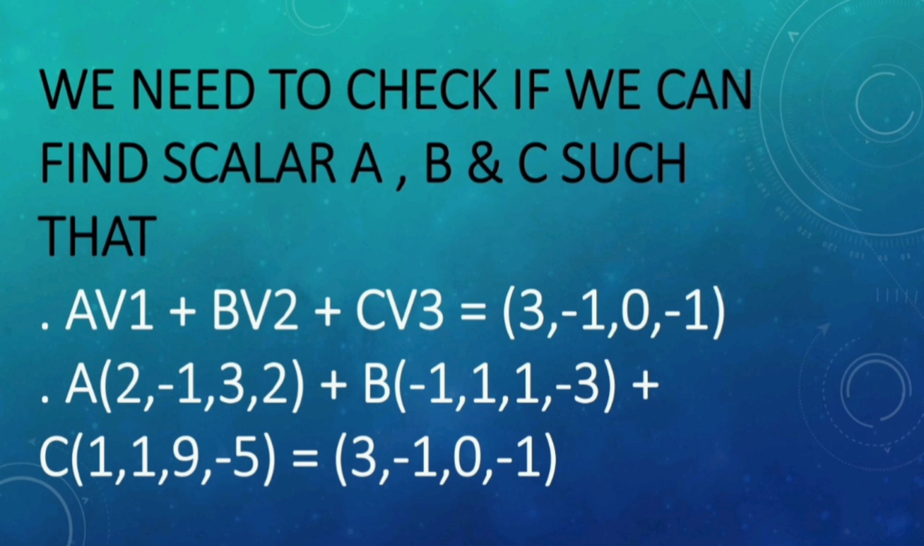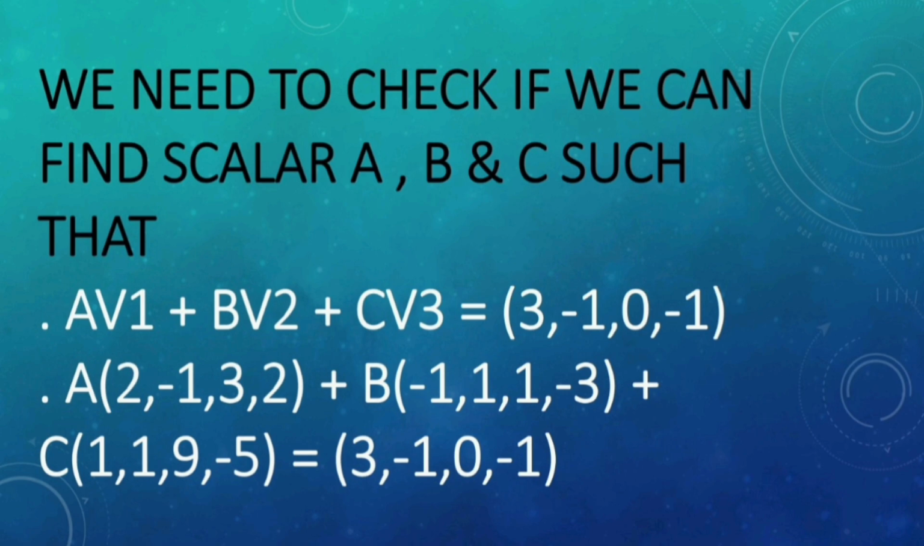Now substitute the values of V1, V2, V3 in this equation. So a into (2, -1, 3, 2) plus b into (-1, 1, 1, -3) plus c into (1, 1, 9, -5) is equal to (3, -1, 0, -1). Now simplifying this equation, multiplying 2 with a, so 2a minus b plus c is equal to 3.